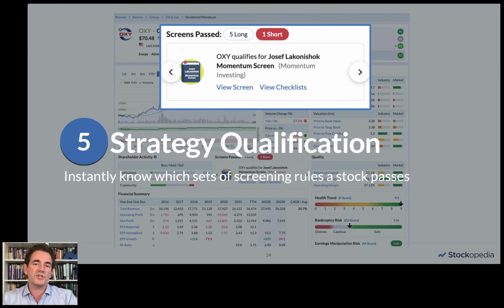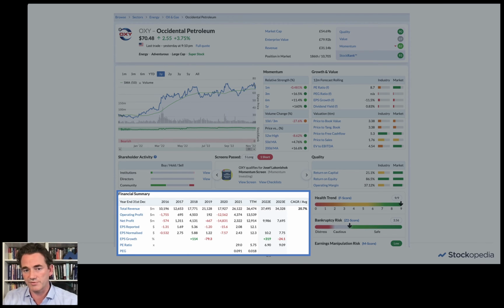This section shows you what strategies a stock is qualifying for. So it instantly lets you know which set of screening rules a stock might pass for, which helps you kind of understand the types of investors who might be buying it. And if it's missing, I always know it's probably off a lot of people's radars.